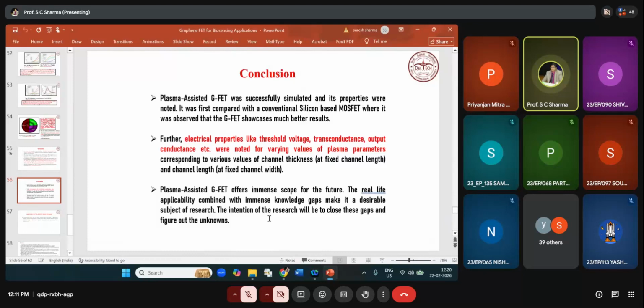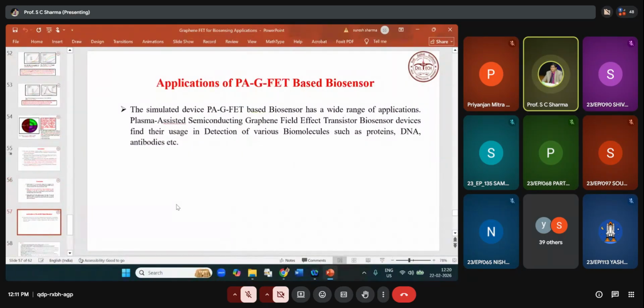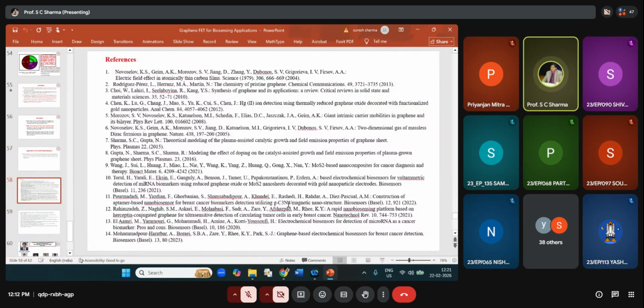Okay, so electrical properties like threshold voltage, transconductance, and output conductance were noted for varying values of plasma parameters corresponding to various values of channel thickness at fixed channel length. If you have any question or any doubt, then you can discuss. The application of this work is for the detection of various biomolecules, for example protein, DNA, antibodies. These are the references. If you have any doubt or any question, you can discuss.